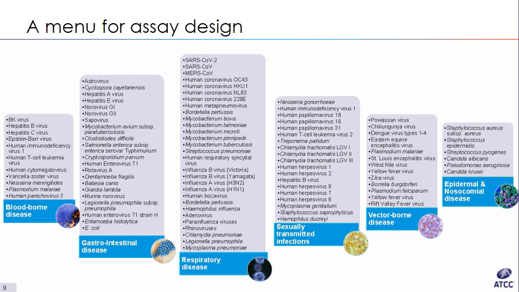We've done a lot of work making standards for pathogens of all types, including bloodborne pathogens such as HIV and hepatitis C, gastrointestinal pathogens like astrovirus, Cryptosporidium parvum, and Salmonella enterica, respiratory pathogens like the coronaviruses and influenza viruses, sexually transmitted infections such as human papillomavirus, herpes viruses, and Chlamydia trachomatis, vector-borne pathogens like dengue virus and West Nile virus, and opportunistic pathogens like Staphylococcus aureus and Candida albicans.